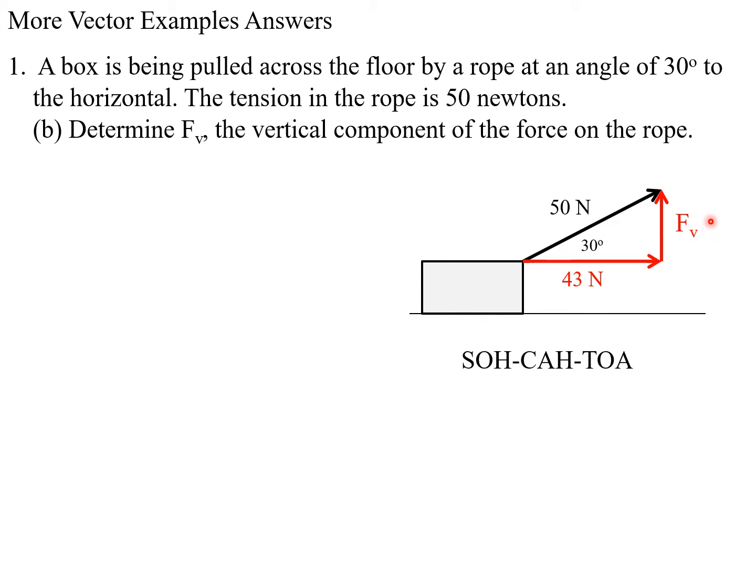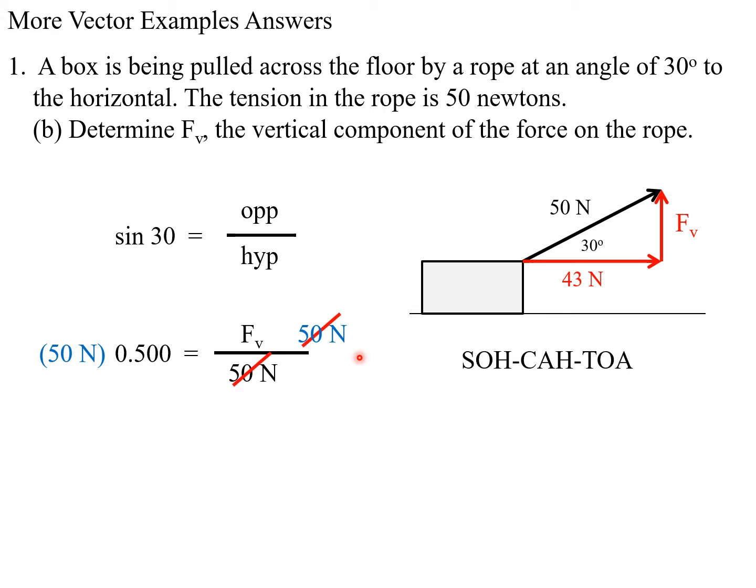Part B asks for the vertical component of the force. Now the vertical component is the side opposite to the angle, and opposite and hypotenuse are related by the sine function. So we're going to set up the relationship sine of 30 is equal to opposite over hypotenuse. Substituting the values in, the sine of 30 turns out to be exactly 1/2. Opposite is force vertical, and hypotenuse is 50. Then multiplying both sides by 50, after cancellation, we get a value for force vertical of 25 newtons. So those are the horizontal and vertical components of the force that is at an angle.